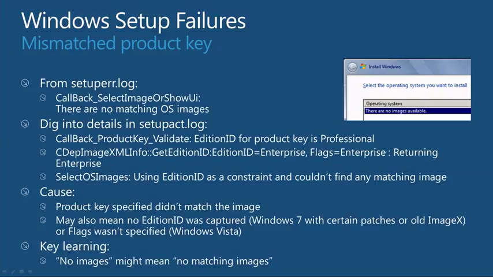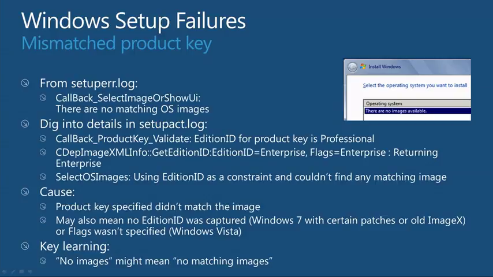It's then going to keep going and say, I'm going to apply another filter based on the product key that was in the unattend.xml and filter out any images that don't match that product key. Well, if you put in the wrong product key, how many are going to match the wrong product key? 0. So you get an error on the screen that says no images were available. So in this case, no images are available really means you put in the wrong product key.